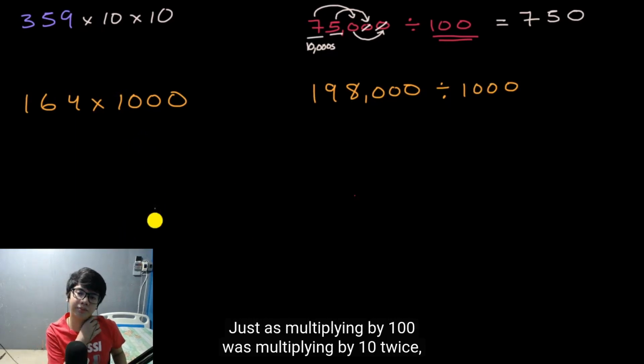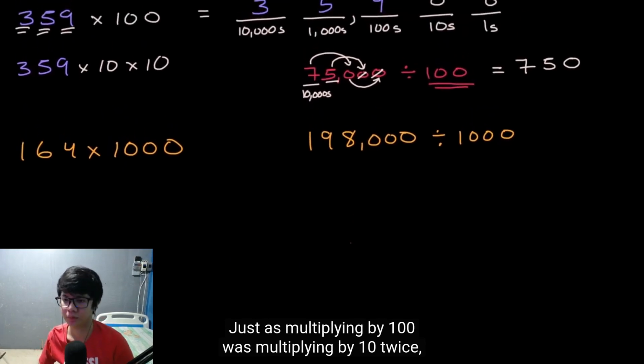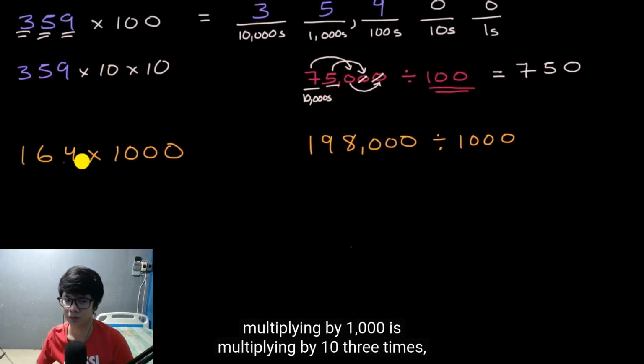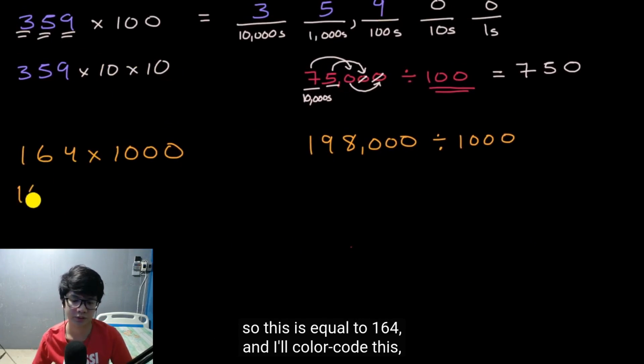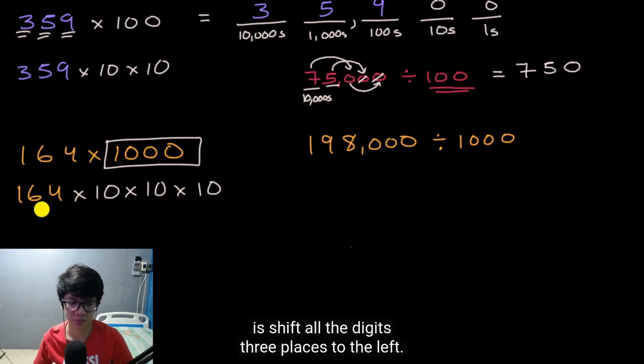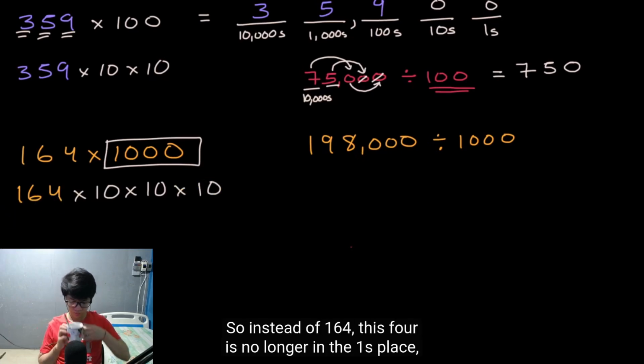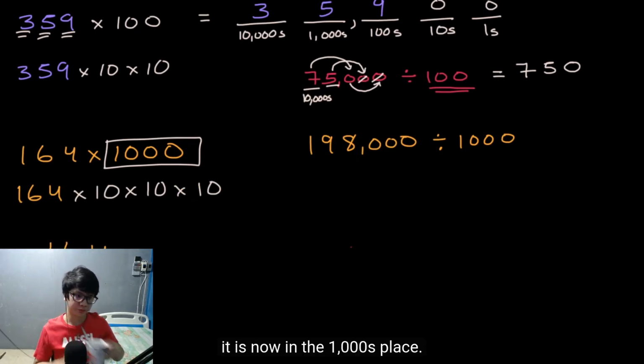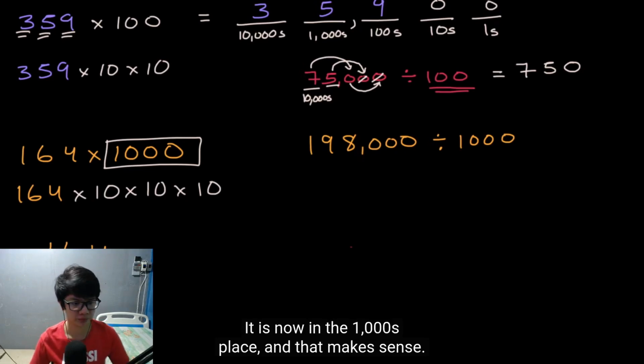Just as multiplying by 100 was multiplying by 10 twice, multiplying by 1,000 is multiplying by 10 three times. So this is equal to 164, and I'll color code this, times 10 times 10 times 10. So what we're going to do is shift all the digits 3 places to the left. So instead of 164, this 4 is no longer in the ones place. It is now in the thousands place.